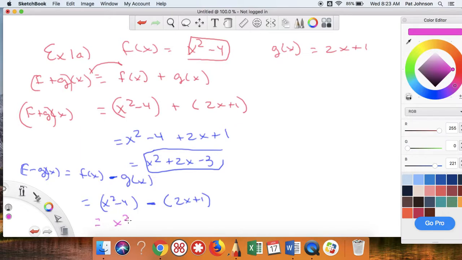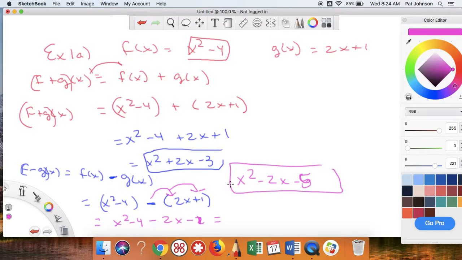So here we have x squared minus 4, and since I have more than one term, I have to distribute that negative, so it becomes minus 2x minus 1, and then when I simplify and combine like terms, I get x squared minus 2x minus 6, if I did this correctly. Oh, 5. Sorry, I can't add. I changed this to 2 and it should just be 1. So it's minus 5. This is my answer, and that is what the difference f minus g of x is equal to. All right, so this is the sum right here, and this is the difference.